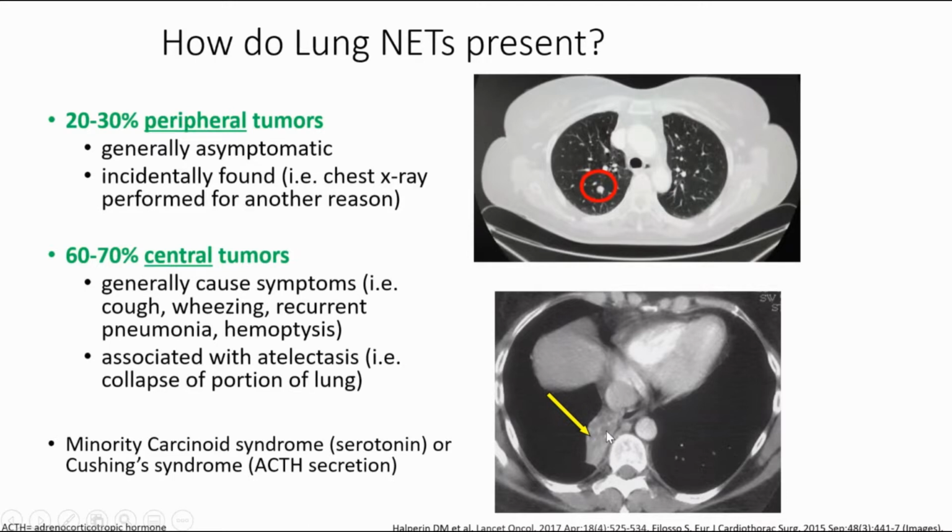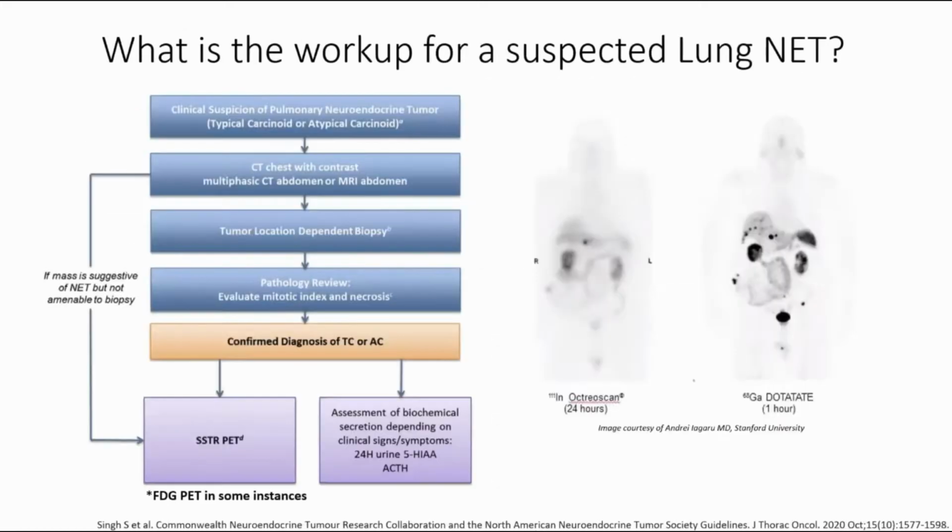So they're irritating the airway in some way. Those can cause symptoms: cough, wheezing, even coughing up blood on occasion. And some patients can have recurrent pneumonias. We know neuroendocrine cells have capabilities of secreting hormones. It doesn't happen as frequently for patients with lung neuroendocrine tumors. The minority may present with carcinoid syndrome, which is excess serotonin secretion, or Cushing syndrome, which is excess cortisol, which is like a stress hormone. So those are some unique characteristics of the presentation of patients with lung neuroendocrine tumors.